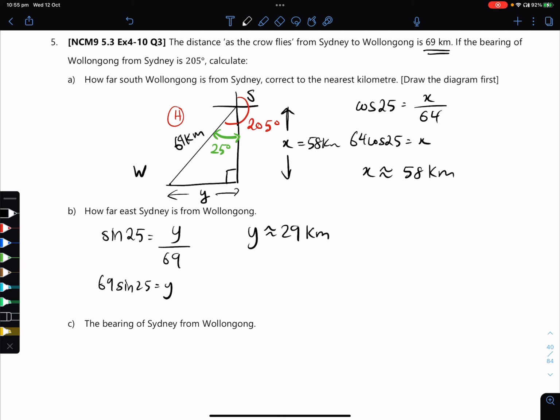And for question C, we want to find the bearing of Sydney from Wollongong. So Wollongong is right here in the bottom left. And if we want to find the bearing, well, that means we want to find this angle here. So that's easy because we've already got two crosses here, okay? And this line is parallel to this line, which means that we can use parallel line theorems. So we're going to use the alternate angle there, meaning that 25 is equal to this angle here as well. Okay, so the bearing that we need is really just 25.